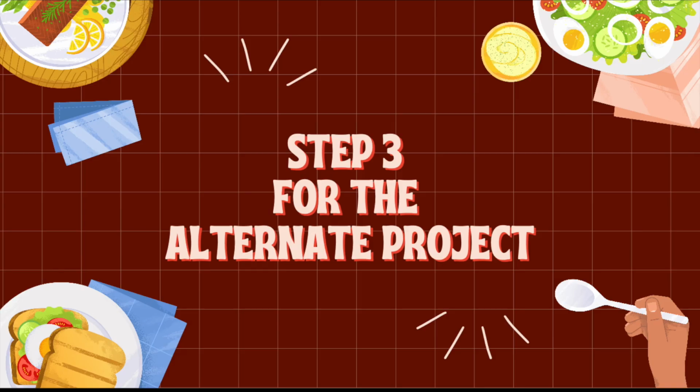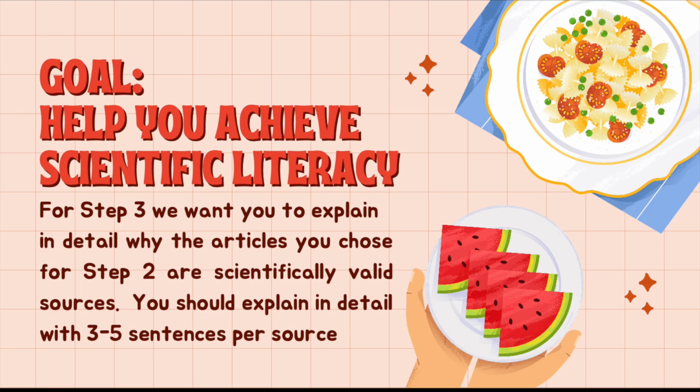Now we will be going over step 3 for the alternate project. One of our goals for this course is to help you achieve scientific literacy, which is why for step 3, we want you to explain in detail why the articles you chose for step 2 are scientifically valid sources. You should explain in detail with 3 to 5 sentences per source.